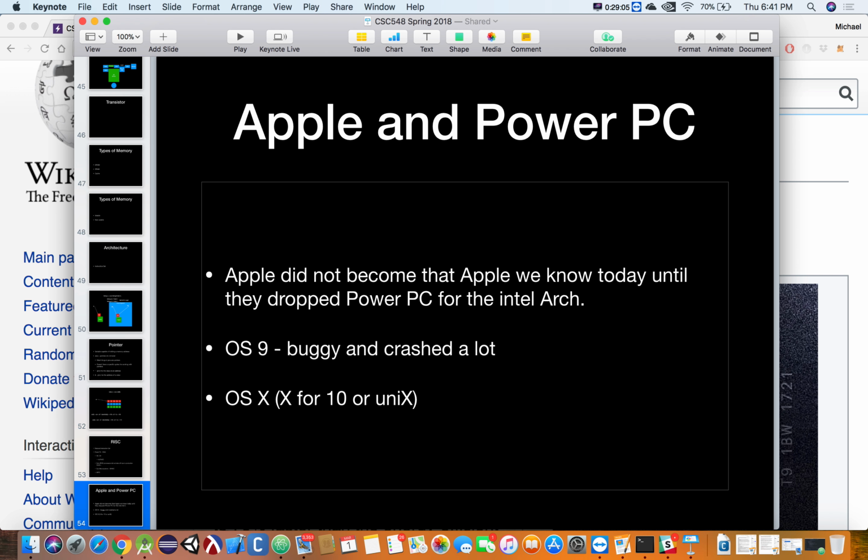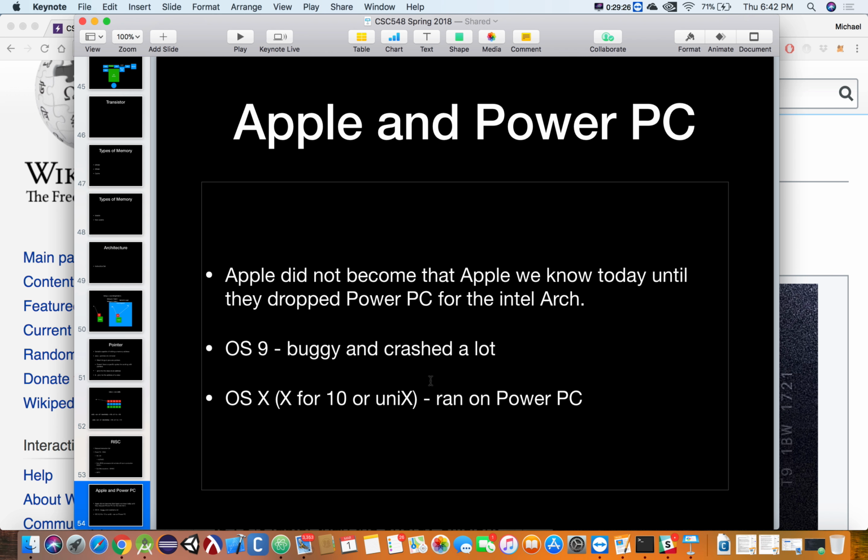Which did the X stand for? Who knows? I think Steve Jobs has said 10. It stood for 10, but it's at least an interesting question to ask. But the original OS X ran on PowerPC.